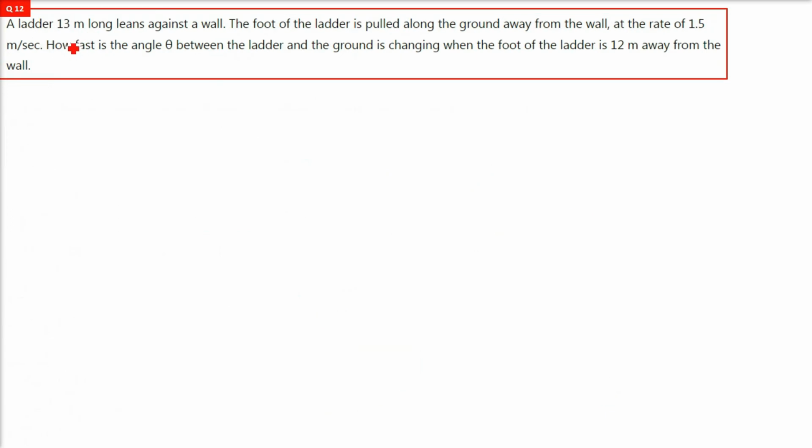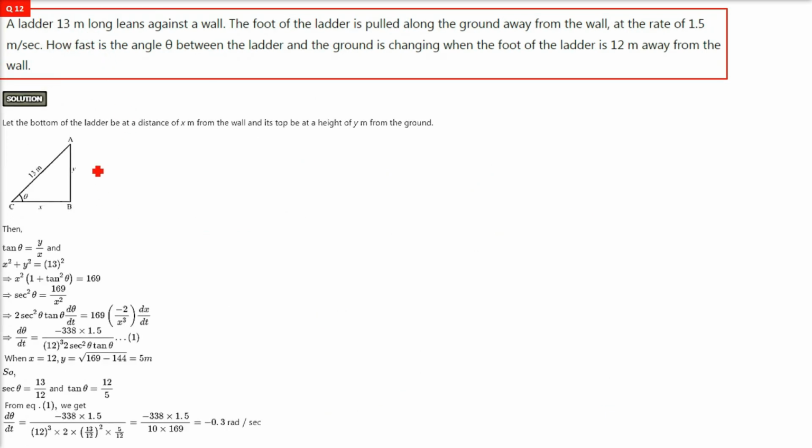A ladder 13 meter long leans against a wall. Let me show you the diagram first. So there is a ladder 13 meter long leaning against a wall. This is a wall, and this is a ladder. Now the foot of the ladder is pulled along the ground away from the wall. So it's being pulled away, so the top will be lower and the bottom will be farther out in this case.